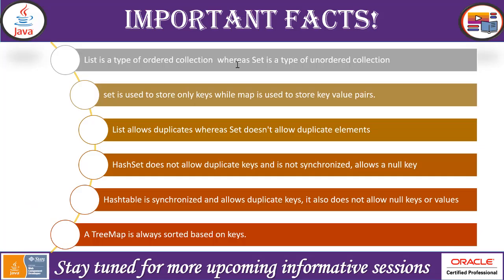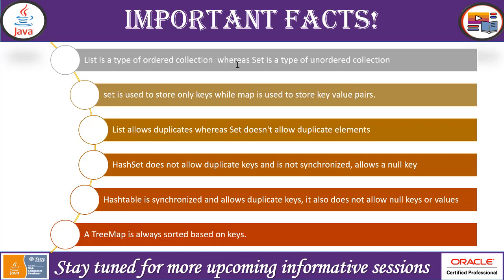Important facts: list is a type of ordered collection, whereas set is a type of unordered collection. These facts are very important to understand because they help you see in what places you can use these types of collection framework objects, interfaces, classes and methods in real-time applications. Set is used to store only keys, while map is used to store key value pairs. List allows duplicates, whereas set doesn't allow duplicate elements. These are the features you have to understand, because these are very basic and mostly used in interview questions.